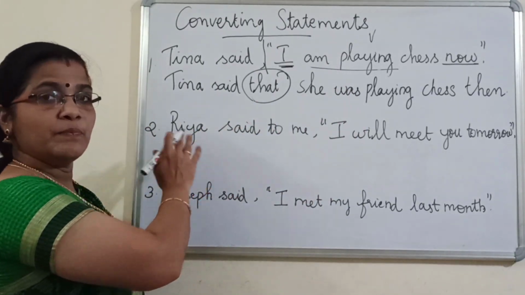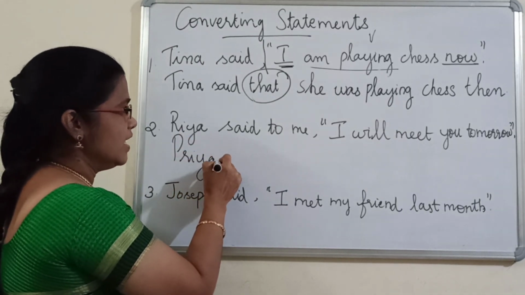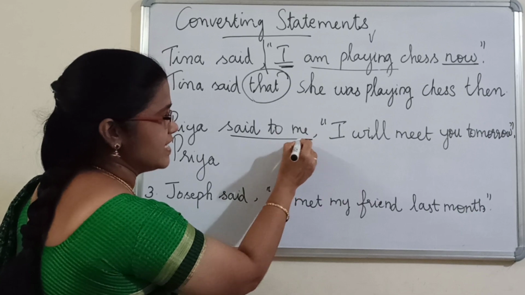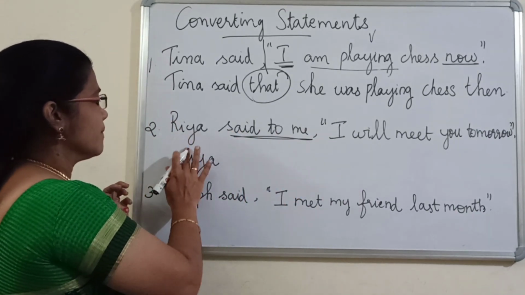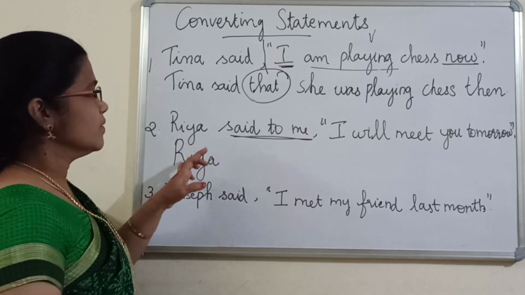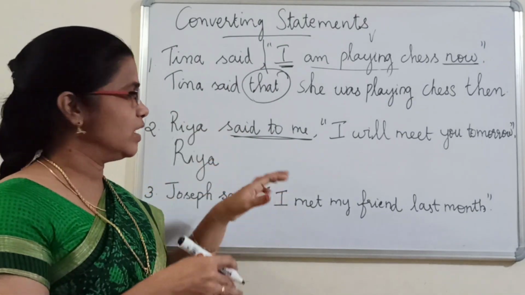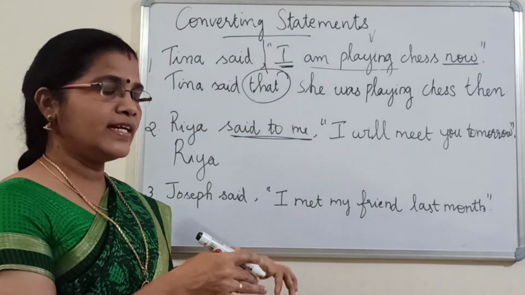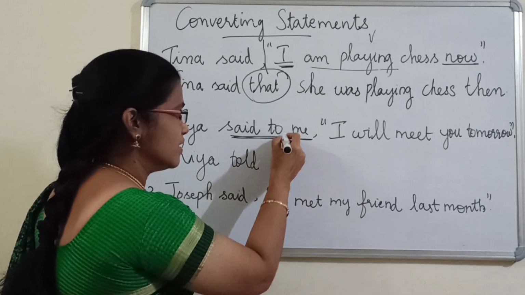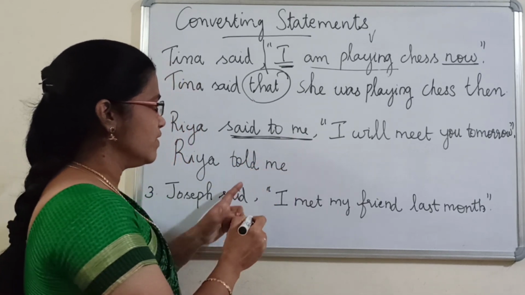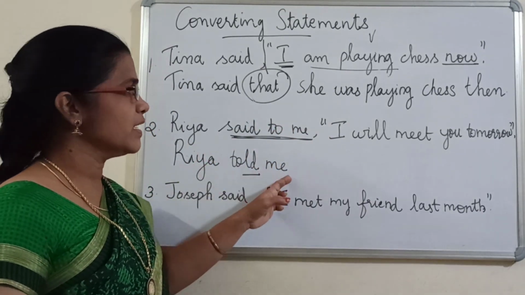Who is the speaker here? Riya is the speaker. Okay. Now, this is not like the other sentence. Riya said to me. Said to. Here we didn't have to whom it is spoken, but here to whom it's spoken is given. So instead of said to, we can also use told here, and we use me. Remember, when we use told, we don't use to. Okay. So Riya told me.